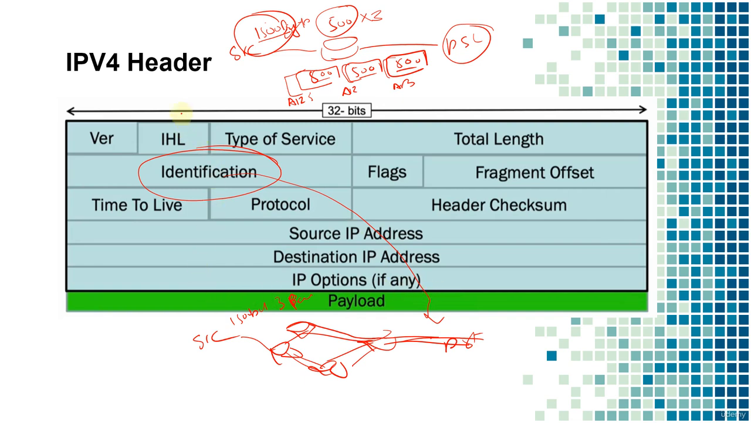And by the way, whatever scenario is happening here is called fragmentation, and that is why we have the fragmentation offset. So this field is going to identify whether the fragmentation is happening or not.